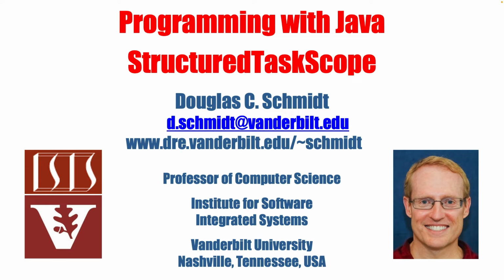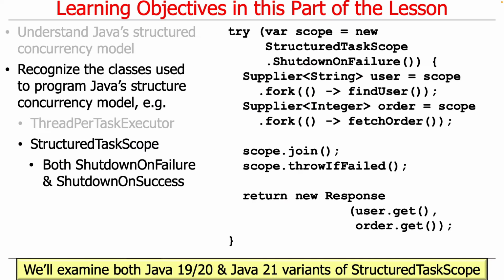So we're going to continue on with our discussion of Java structured concurrency by focusing in on the StructuredTaskScope class. And you'll see that there's a couple of subclasses that are really the workhorse features of this class that you program with, called ShutdownOnFailure and ShutdownOnSuccess. And we're going to take a look at two variants.